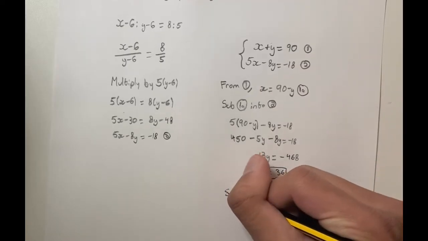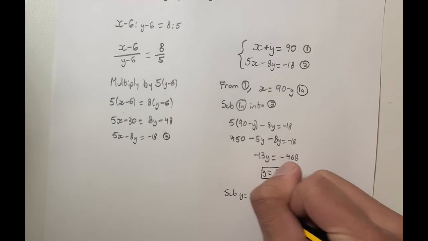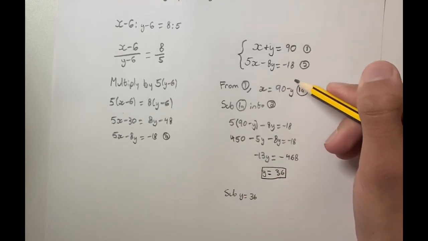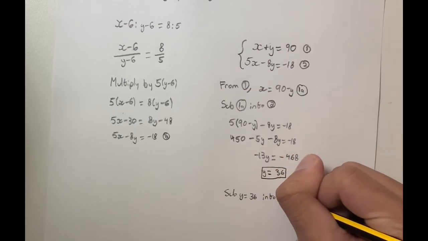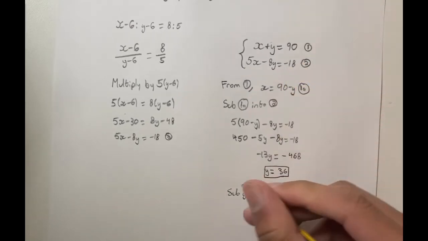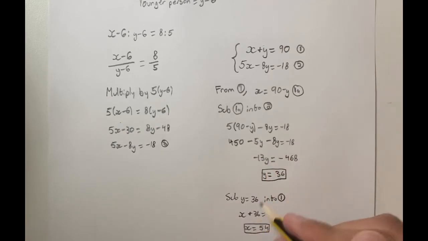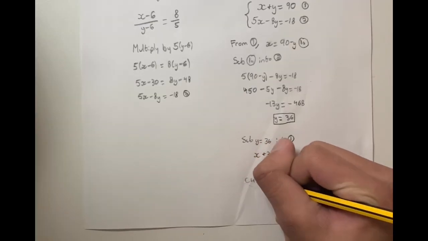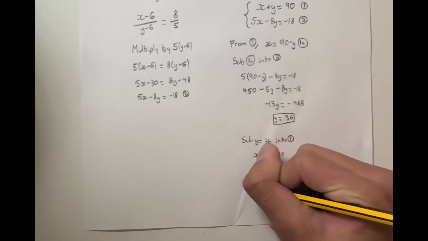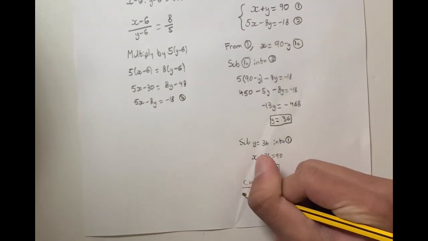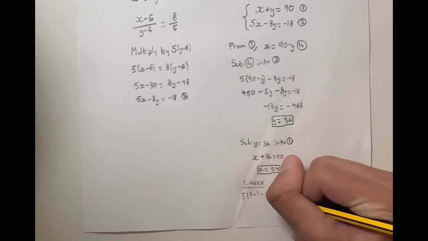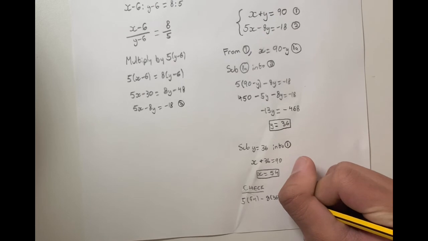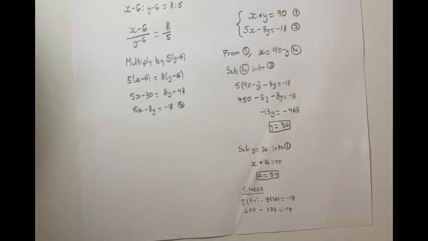We can now sub y equals 36 into either one of our two equations, but obviously equation 1 is much easier. This will give us a value for x. To check our answer, we can sub both of these into equation 2. And we can see that this gives us a valid solution.